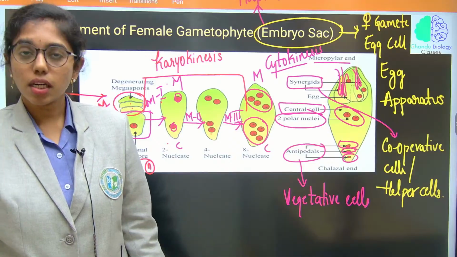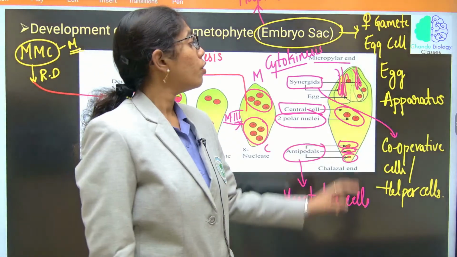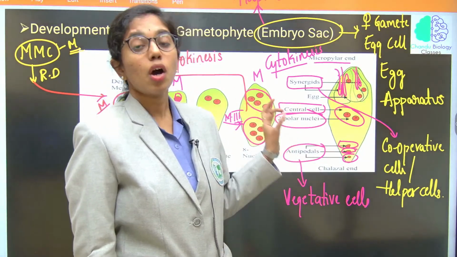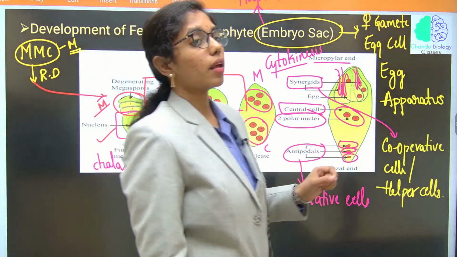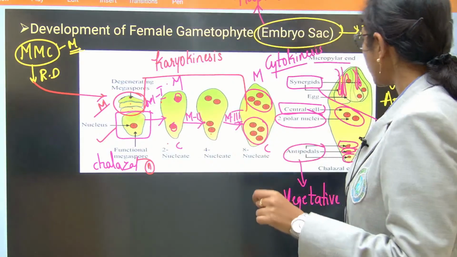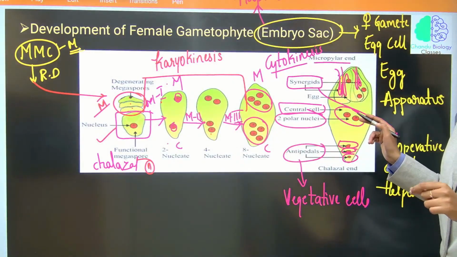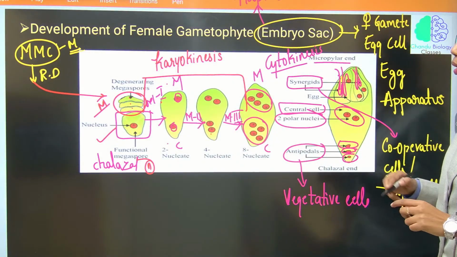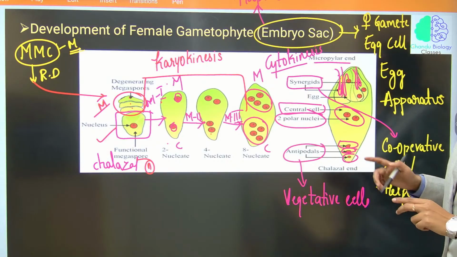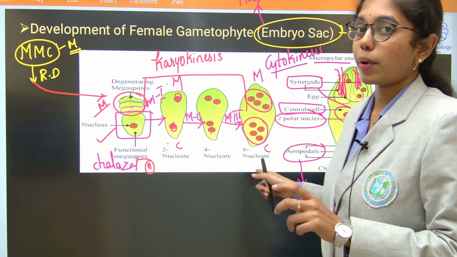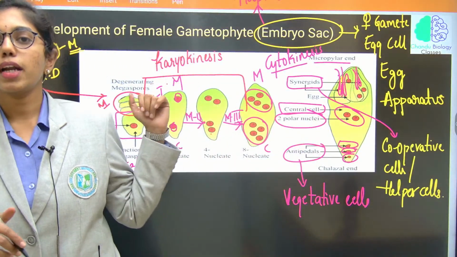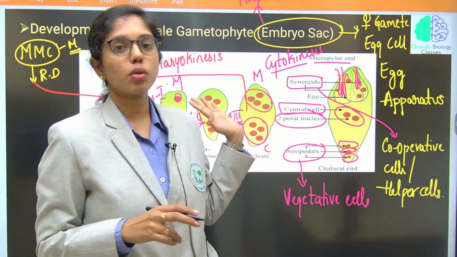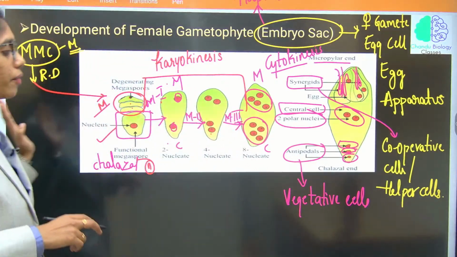2 are synergid cells, and they have the filiform apparatus. One of the filiform apparatus will get disrupted with the entry of the pollen tube. And at the center you can see the central cell which has 2 polar nuclei. As all the cells in the embryo sac are haploid, the embryo sac ploidy is also haploid, with the only exception being the polar nuclei. Till here everything is clear.